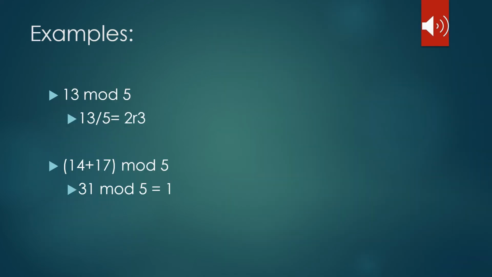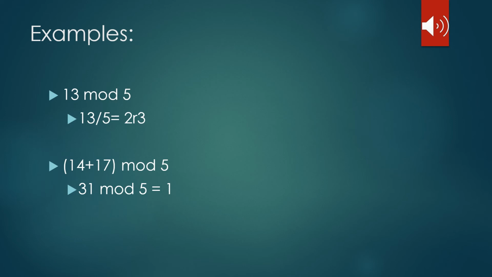So I just decided to add in just 2 examples to show again how it would work. Example 1 would be using division. So 13 mod 5, you would do, of course, 13 divided by 5, and you get 2 remainder 3, and remainder 3 would be your answer, because in this case what you're looking for is the remainder.